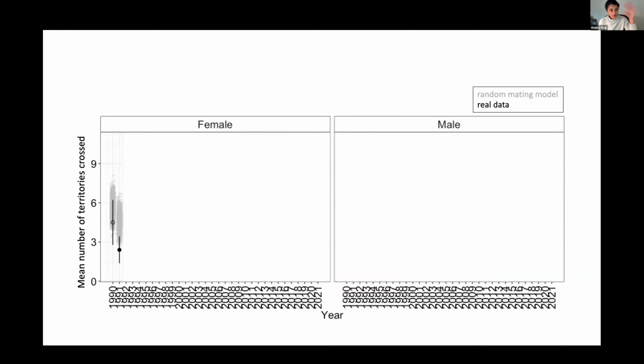And then here, the gray cloud of data points are results of the random mating model, and there are a lot of them because I run the model 1,000 times. And then the black points, sorry, that's my dog. The black points are the observed mean and standard error from the observed data set. So if it's a filled circle, the value is significant. And if it's an empty circle, the value is not significantly different from the random mating model.